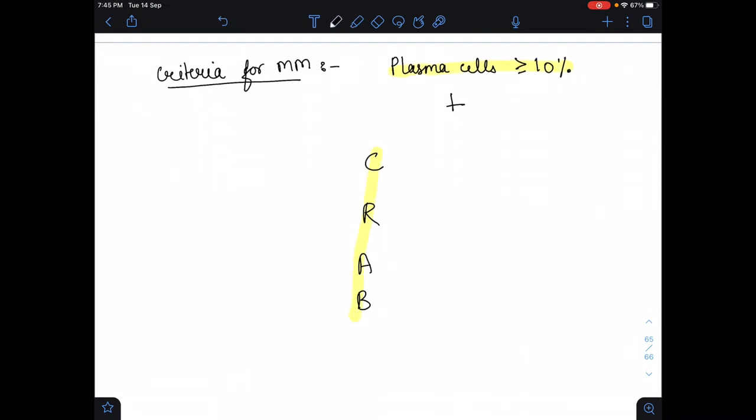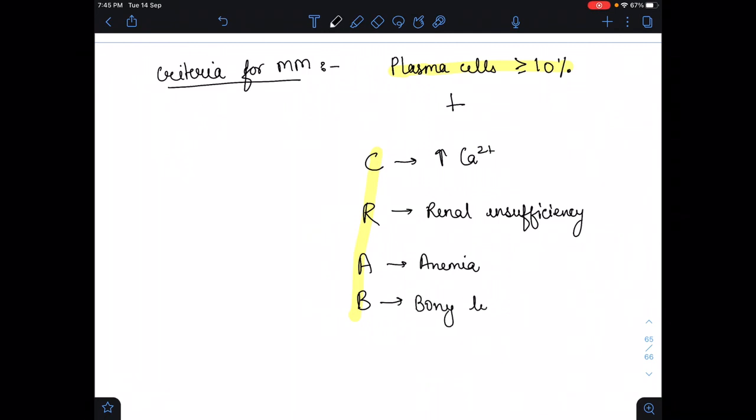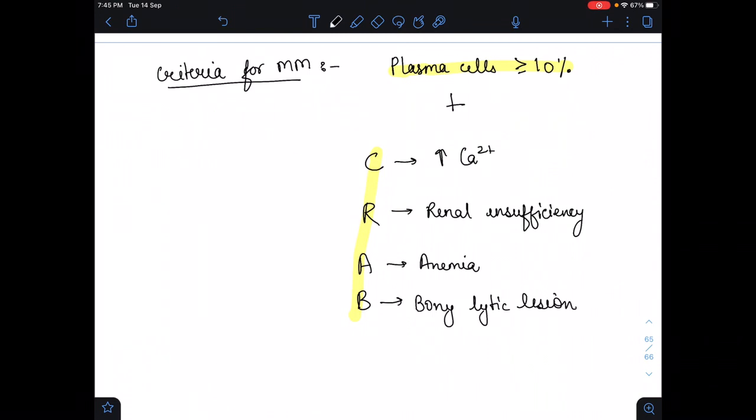So what is the full form of CRAB? C stands for increased calcium level. R stands for renal insufficiency. A stands for anemia. And B stands for bony lytic lesions. So CRAB includes increased calcium level, renal insufficiency, anemia and bony lytic lesions.